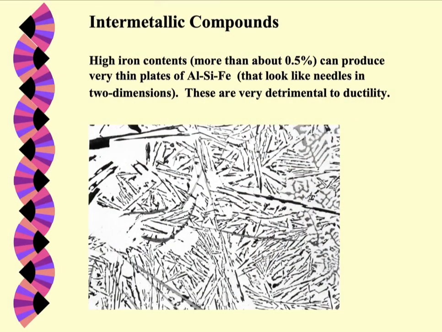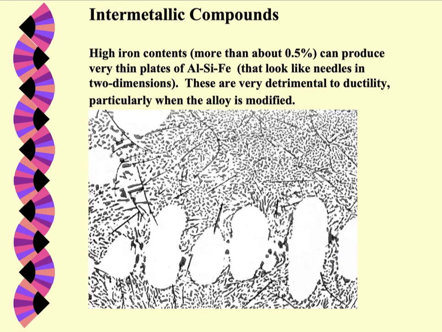I think we used to worry about it when it was more than about 0.5%. I think we worried about it at a little bit higher than that, like 0.7 or something. It makes these, it's hard to see here, but there are these gray, really sharp things sticking out. They're like needles. That is going to make really bad mechanical properties. So iron is a bad actor.